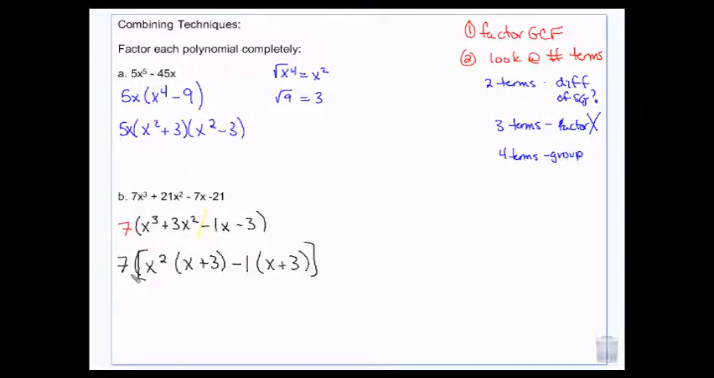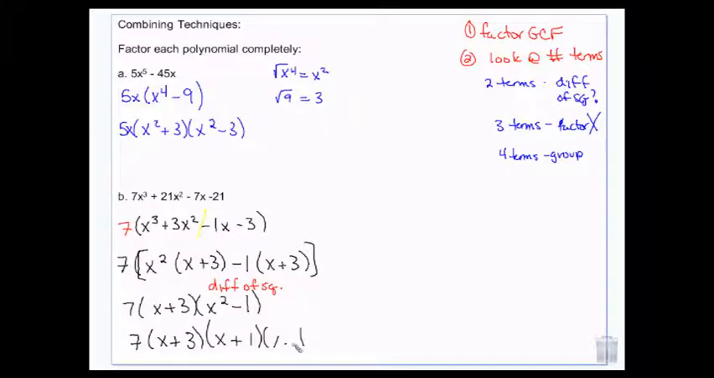I'm just going to do that for right now. So these match. So I have x plus 3 and x squared minus 1. And then I check again. X squared minus 1, perfect square, perfect square. So I'm not done yet. This is a difference of squares. So the 7 stays, the x plus 3 stays, and then this x squared minus 1 gets factored to x plus 1 and x minus 1.